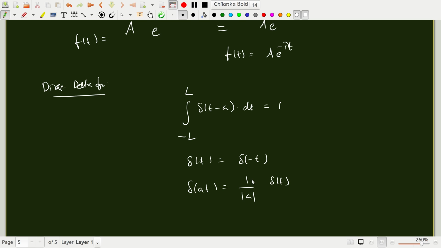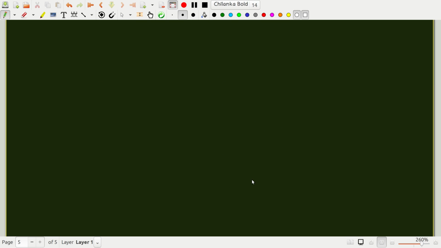Now, what is the advantage of the Dirac delta function? If you take any function and you multiply it with the Dirac delta function and integrate, the answer for this integral is the function evaluated at the pole, at the simple pole. So this is a very, very useful result in terms of understanding the Dirac delta function.